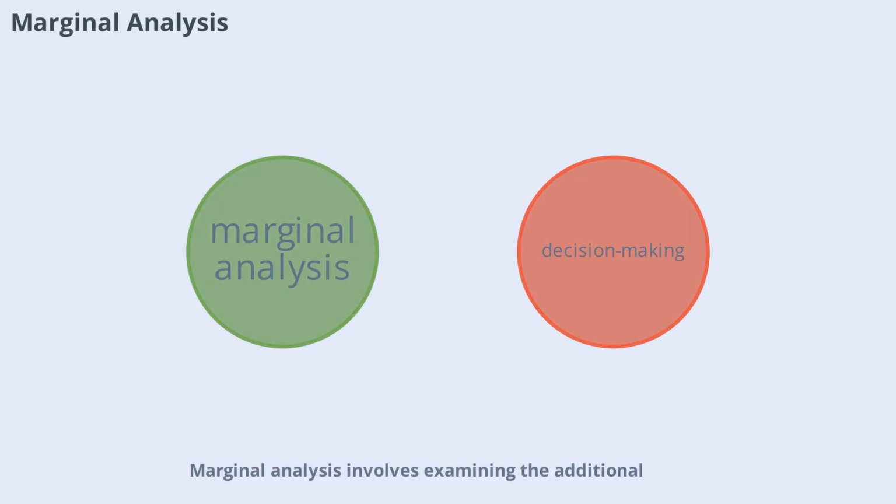Marginal analysis involves examining the additional benefits and costs of a decision. For example, if you're deciding whether to study one more hour, you weigh the extra benefit of a higher grade against the cost of less free time. Marginal analysis helps individuals and businesses make more informed choices by focusing on the impact of small changes.